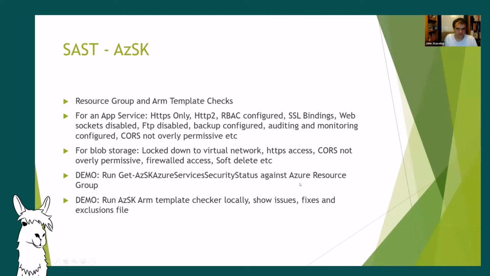So you can also do that against a deployed resource group. So if, for instance, you're not fully Azure Pipelines ARM template deploying, and you've just set something up manually in the cloud, you can run it against a resource group, and it produces a file in much the same way.